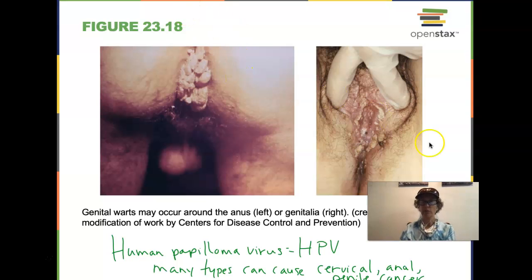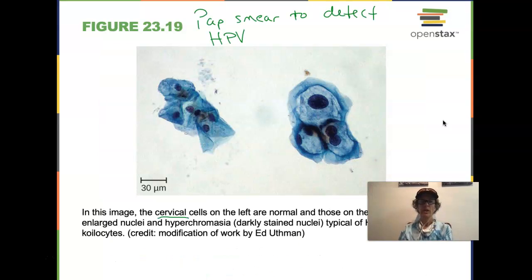These are obviously some of the more extreme examples of anal warts on this side and genital warts on the other. And this is why the pap smear is done. The pap smear is looking for cervical cells that have been infected with the human papillomavirus and caused irregularities in those cells. So on the left, we have what are normal cervical epithelial cells. They've been stained blue so that we can see the edge of them, we can see the nuclei.